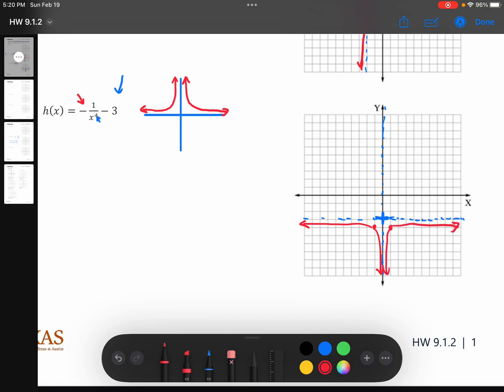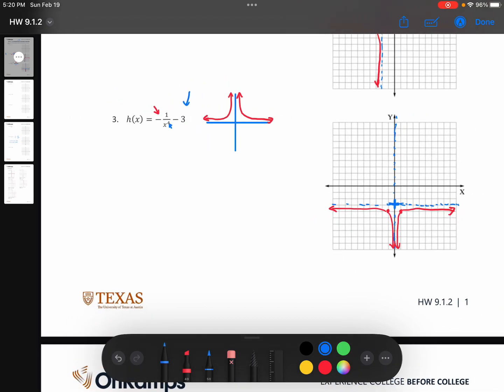Now let's talk about domain and range real quick. The domain for this one. Remember, the domain is defined as what are the x values. Now in this case, it would be easier for you to figure out what x cannot be equal to. And in this case, x cannot be equal to 0. Remember, 0 would be this line right here, right there in the middle.